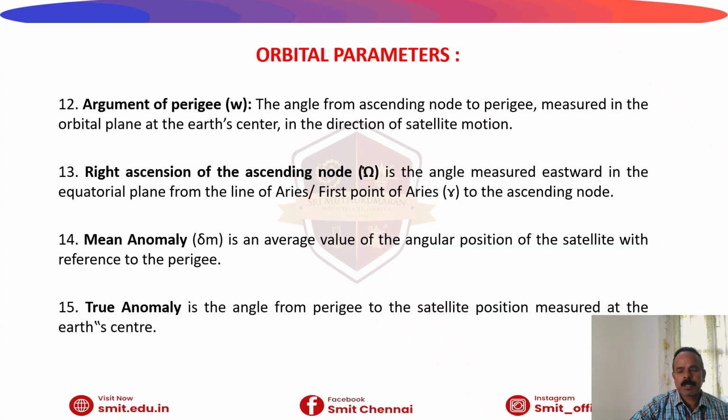Then another important parameter is the right ascension of the ascending node, which is the angle measured eastward from the equatorial plane to the line of nodes. Then the mean anomaly is the average value of the angular position of the satellite with reference to the perigee. Next is the true anomaly, which is the angle from perigee to the satellite position, measured at the Earth's center.